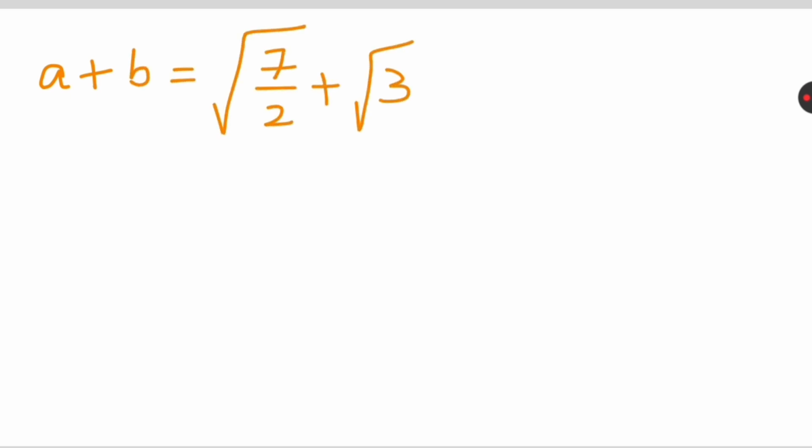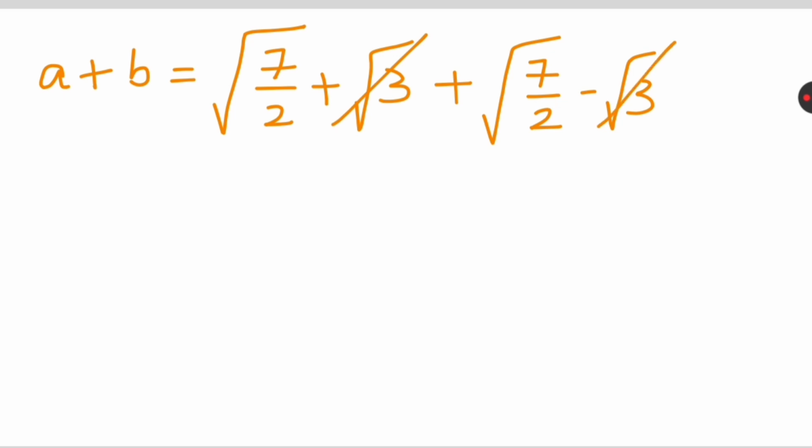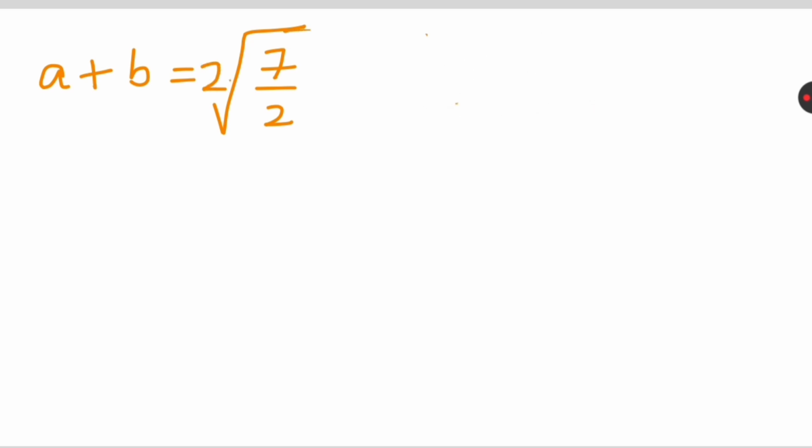First we are going to find the a plus b value. What is our a? √(7/2) + √3 is our a, and plus what is b? √(7/2) − √3. Observe here, plus 3 and minus 3 get cancelled. So we are left with only √(7/2) + √(7/2), which is nothing but 2 times √(7/2). Here if you multiply and divide by 2, that is equal to 2 times √(7×2) over (2×2), which is 4.